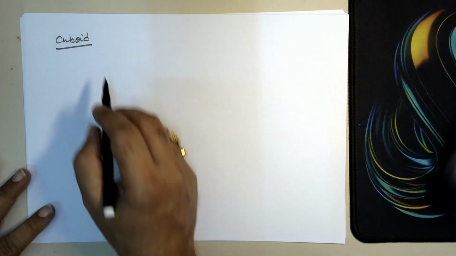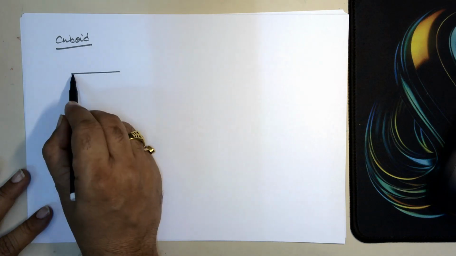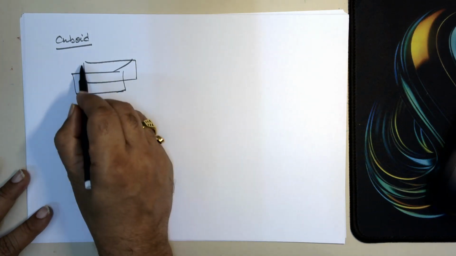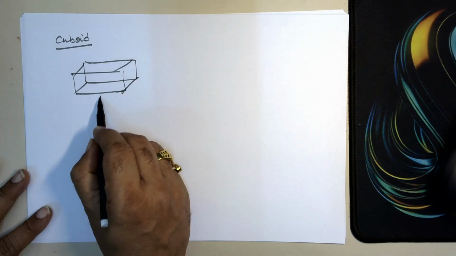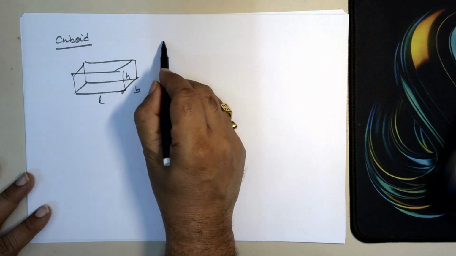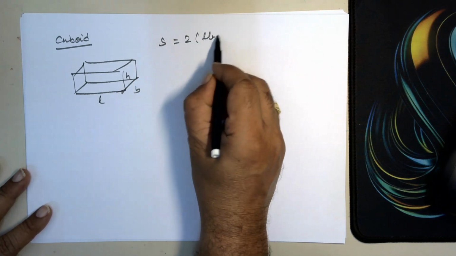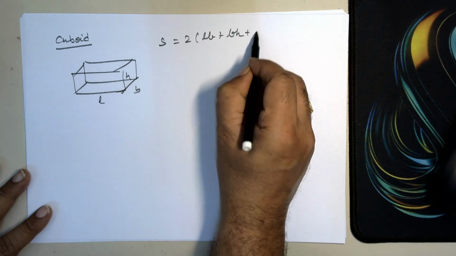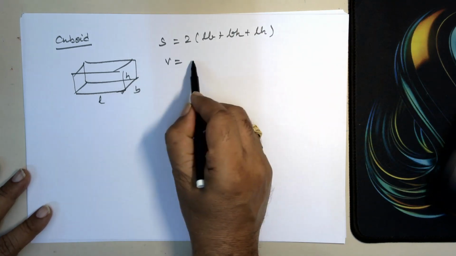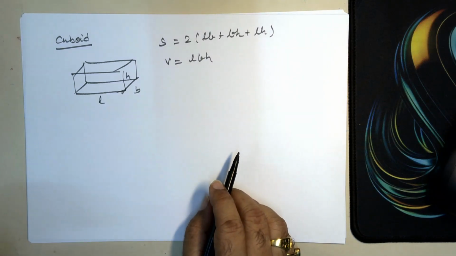In cuboid, we have the volume. The cuboid will be like this, the top, a rectangular solid shape. So we have length, breadth, height. And the total surface area is 2 into (LB plus BH plus LH). And what about volume? LBH. Okay.